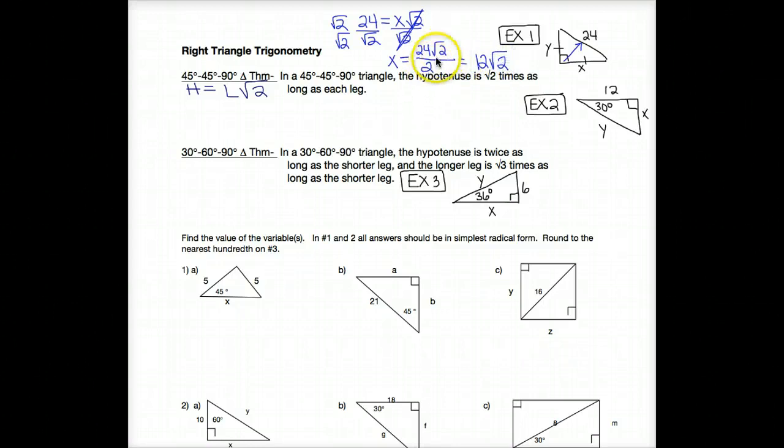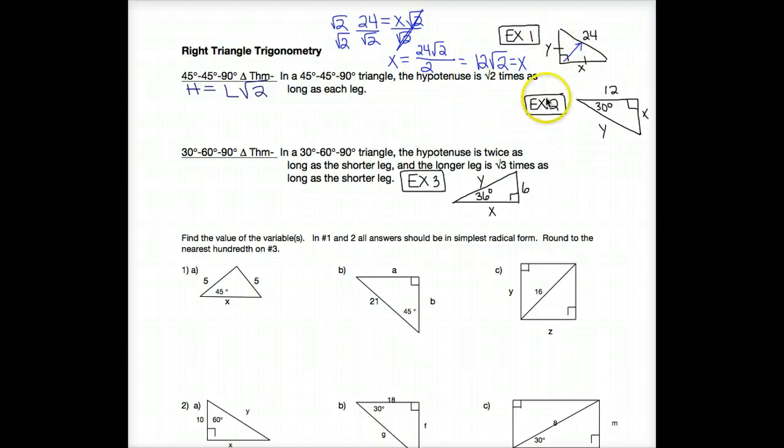Notice I did not simplify the radical. You cannot reduce radicals with plain numbers. We only reduce radicals with other radicals, plain numbers with other plain numbers. So in this case, our x is going to be 12 radical 2.